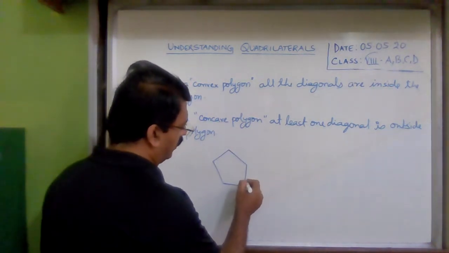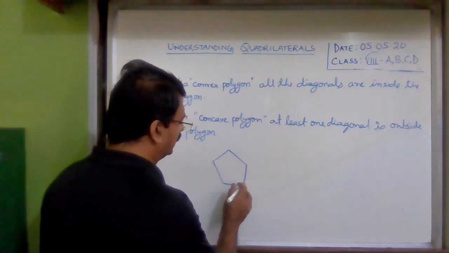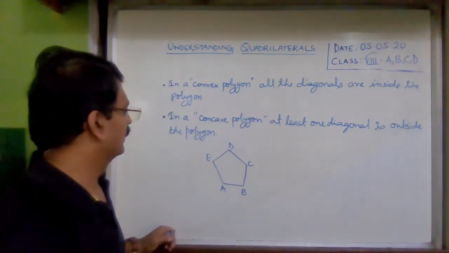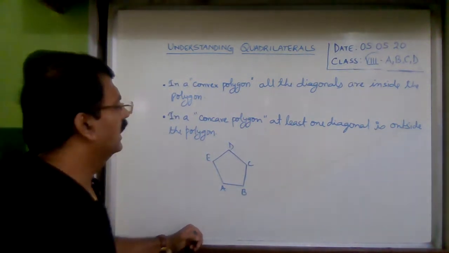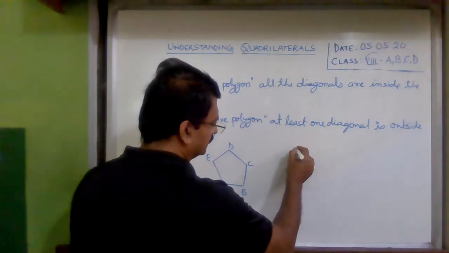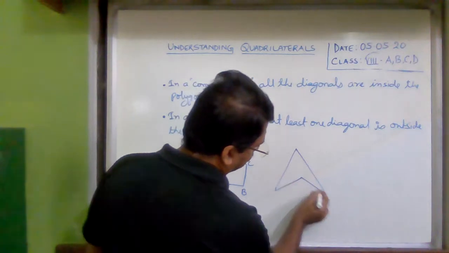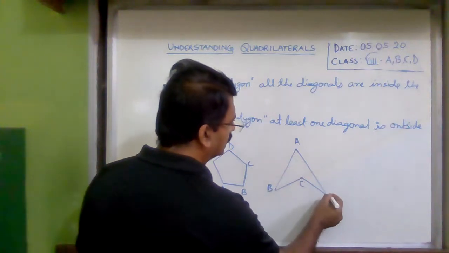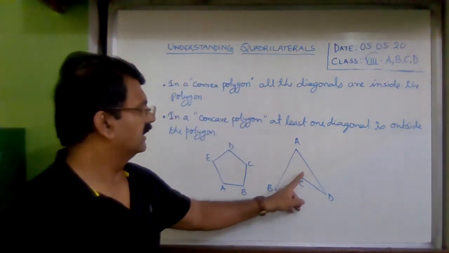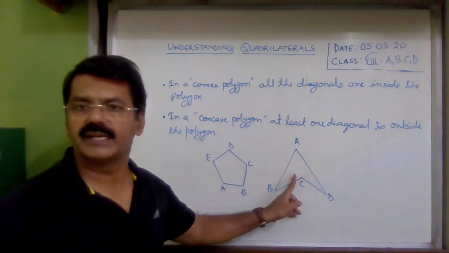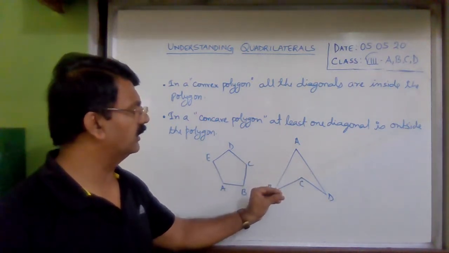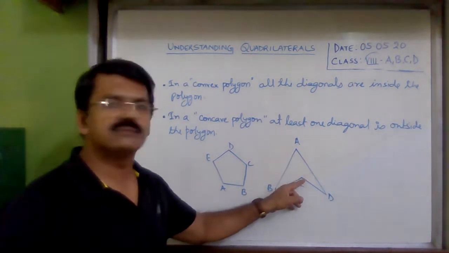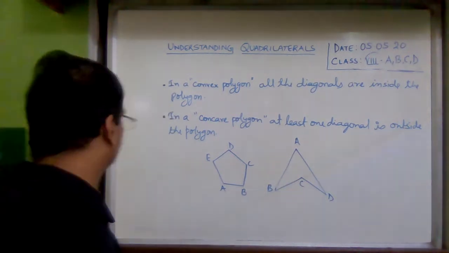Now see, this is a convex polygon because all the interior angles are less than 180 degrees. So it is a convex polygon, or it's a pentagon actually. And this is a concave polygon because one interior angle is more than 180 degrees. And this concave polygon, actually it's a quadrilateral because it has 4 sides, but one angle is more than 180, so it is a concave polygon.